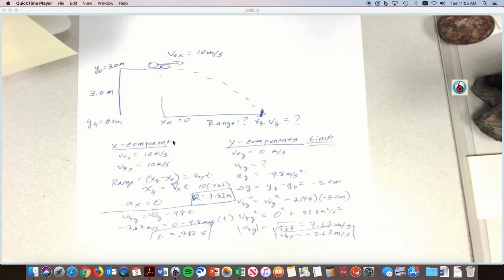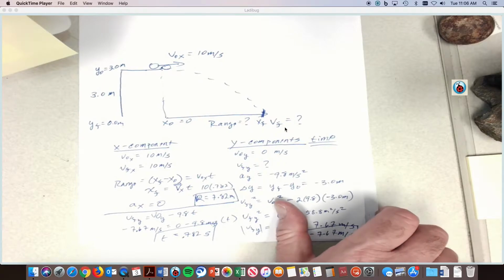Okay, greetings. I forgot to finish this problem because I was in a hurry. I'm kind of glad I didn't finish it. But so we've got this problem, and I wanted to know its final velocity, not its final velocity in the y direction, but what's its overall final velocity. So let's finish this up real quick.